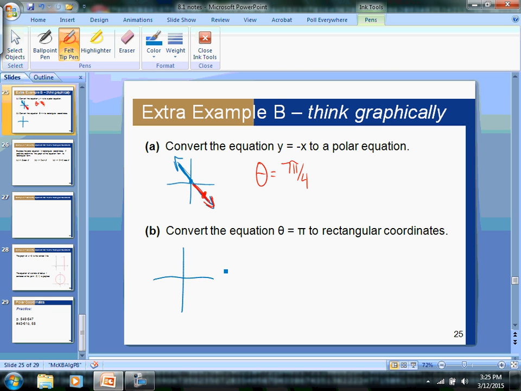So again, let's graph where theta would be. Theta equals pi, that would be over here. Now, it's going to be a line in the rectangular coordinate system, so it would go back to the right as well. And that line, I hope you know, is y equals 0, the horizontal line.